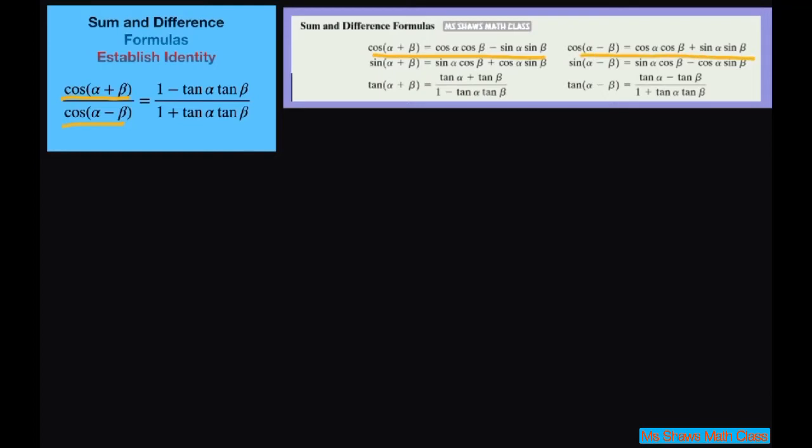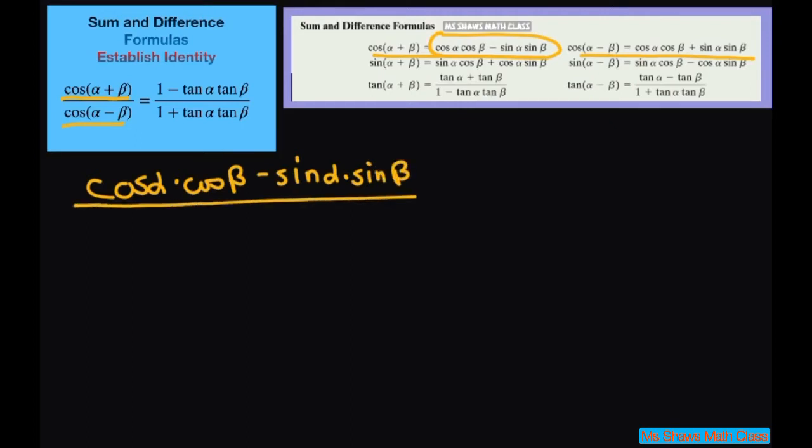The first one is plus, so just copy this down. That's going to be cosine of alpha times cosine of beta minus sine of alpha times sine of beta. All right, and then we're dividing by, now we're going to do this one here, and it's the same thing but with a plus. Remember the cosine one, it's opposite signs.